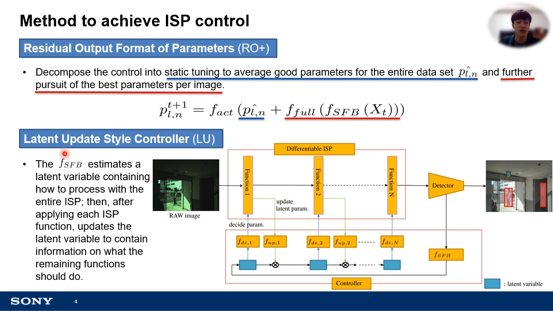Two is the difficulty of controlling complex function. The second is latent update style controller. The semantic feature branch estimates a latent variable containing how to process with the entire ISP, and then after applying each ISP function, the latent variables are updated to contain information on what the remaining function should do. By doing so, we achieve the control of multi-layer functions.